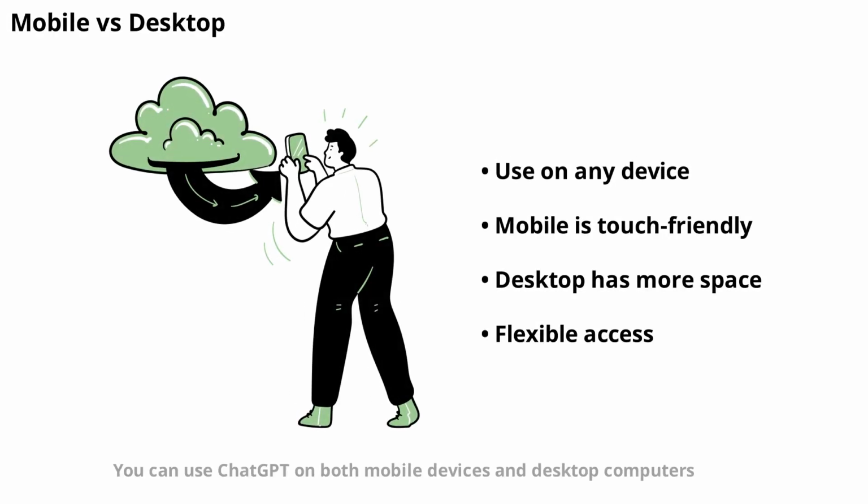You can use ChatGPT on both mobile devices and desktop computers. The experience is similar, but the layout may differ slightly. On mobile, the interface is optimized for touchscreens and smaller displays. On desktop, you might have more space for conversation, history, and settings. Choose the device that's most convenient for you.